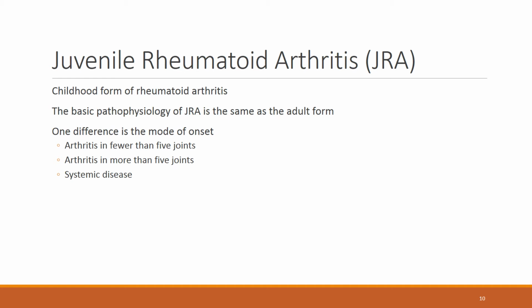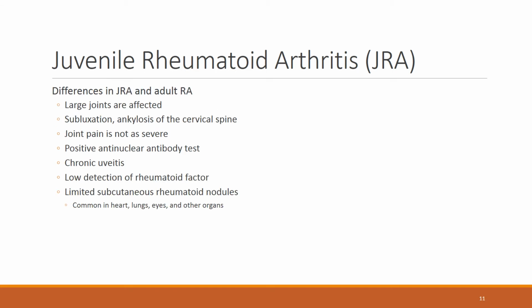Again, it's a systemic disease, and another important consideration here: adult rheumatoid arthritis may affect small joints more aggressively. In juvenile rheumatoid arthritis, we can see the rheumatoid arthritis affecting large joints. So this is the list of differences between juvenile and adult rheumatoid arthritis.